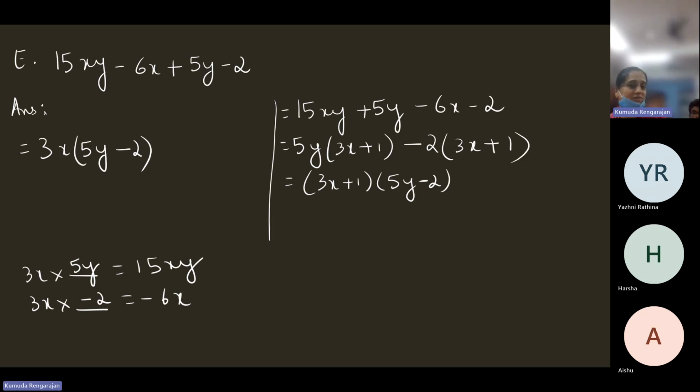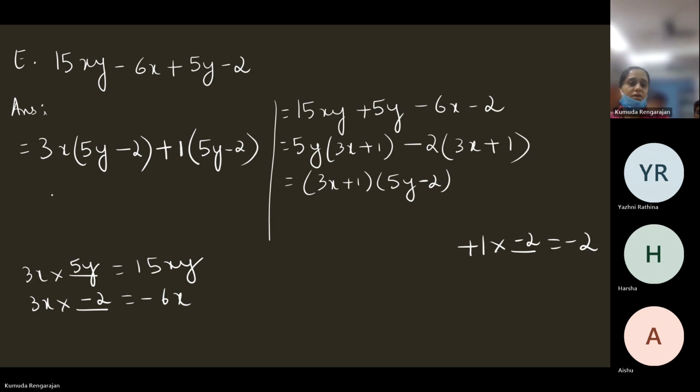1. 1 is the HCF. So write the sign as it is, just plus. After the second term, there's a sign, plus. Put that plus as it is. 1 is the HCF of these two terms. Open a bracket. 1 into what will give you the third term 5y? Plus 1. So plus 1 into what is minus 2? Minus 2. So 5y minus 2 into 3x plus 1. You can rearrange like this, or you can proceed as it is given in the question. Both are fine. Write down both the methods.